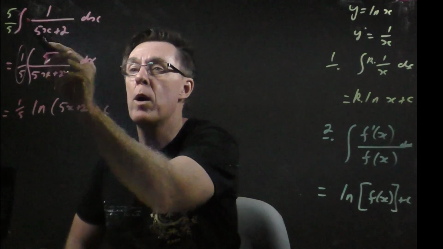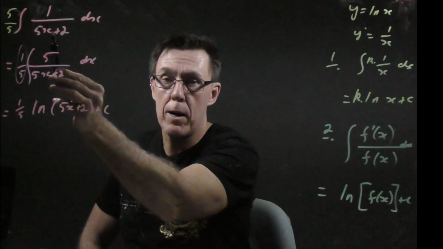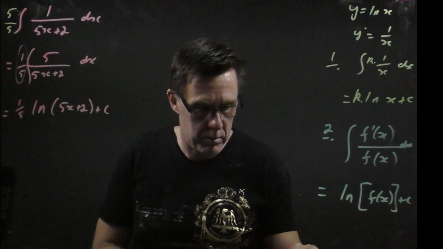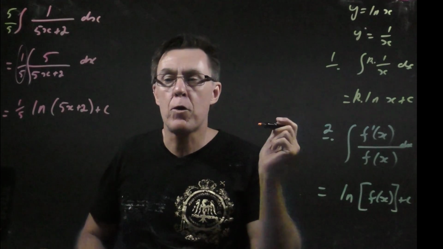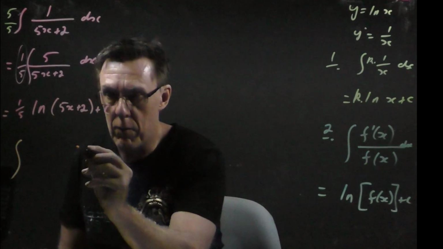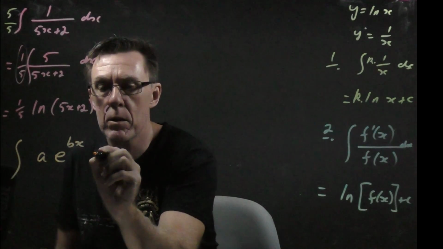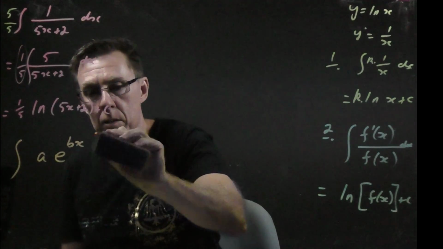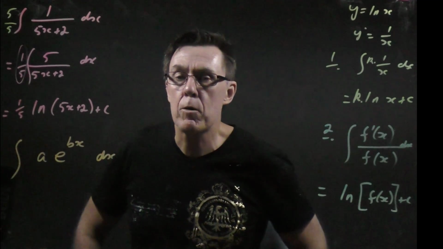But if what you have doesn't quite match up with what the rule looks like, change what you have to make it match up with what the rule looks like. Now, look at one more rule for us. If you've got this scenario, say you wanted to do the integral of a multiplied by e to the bx. So you want to integrate that.